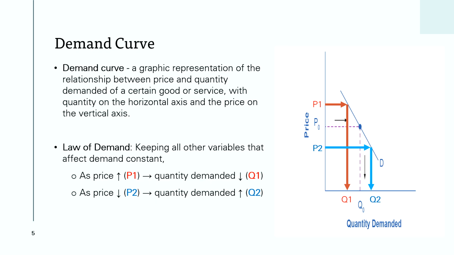If the price rises from P0 to P1, quantity demanded falls from Q0 to Q1. If the price falls from P0 to P2, quantity demanded rises from Q0 to Q2.